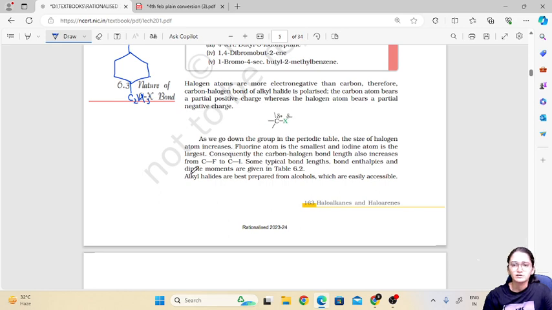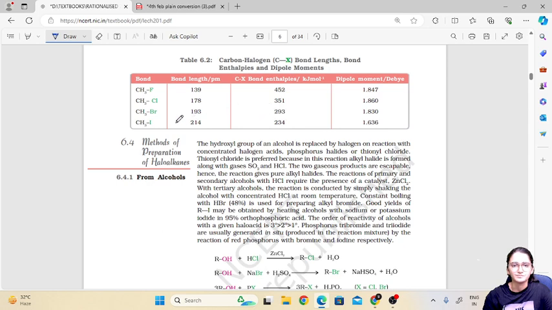So what happens here, as you go down the group, size of the halogen atom increases. That means fluorine, chlorine, bromine, iodine. So fluorine atom is the smallest and iodine is the largest. So this carbon halogen bond length also increases as you go from up to down. The bond length also increases, and some typical bond lengths are given here.